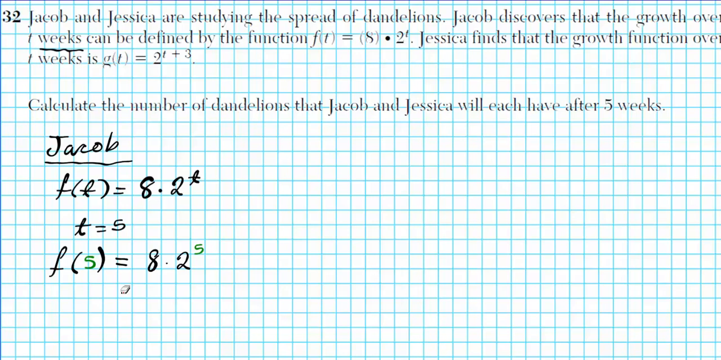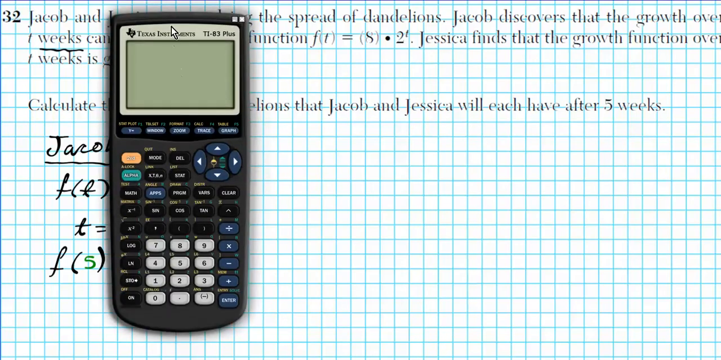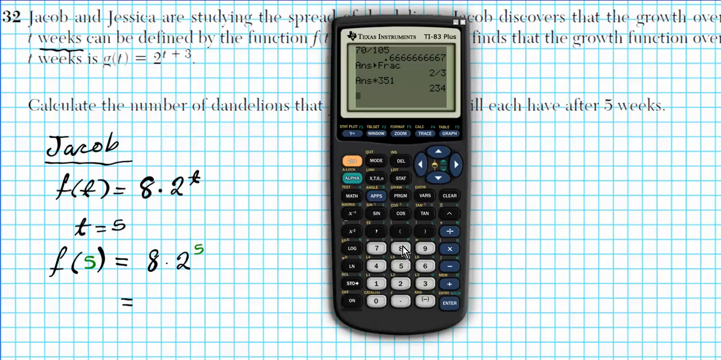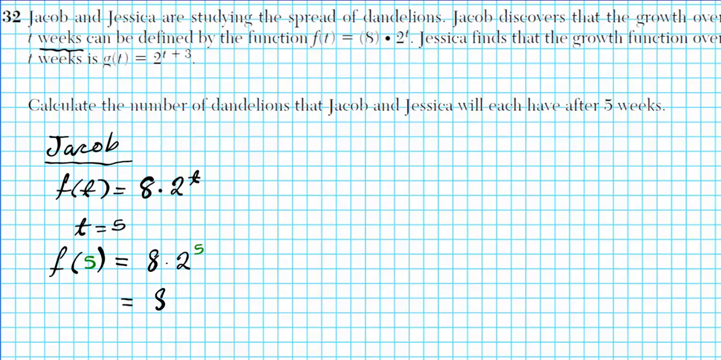You can do this with your calculator. Let me show you how to do this with your calculator. You simply go 8 times 2 and then caret 5, and the answer is 256. By hand, 2 to the 5th is 32, and when you multiply it by 8, you end up with 256. So that's the number of dandelions that Jacob will have after 5 weeks.